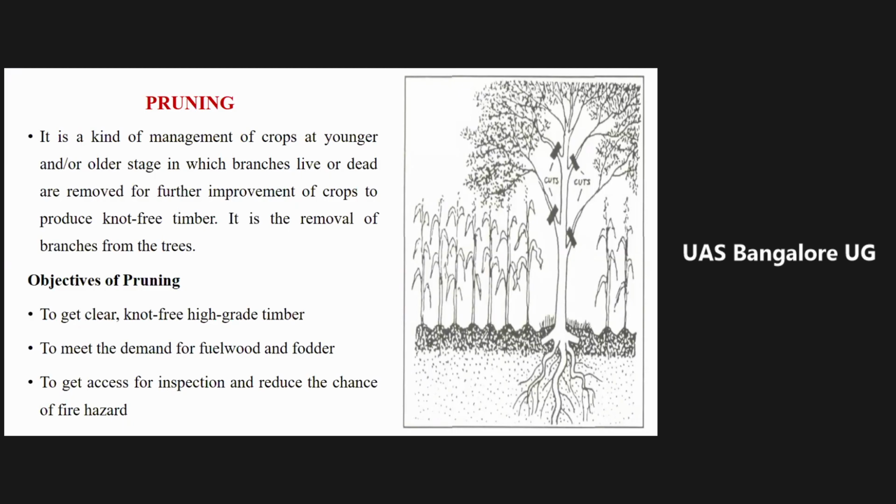The main objectives of pruning are to get clear, knot free, high grade timber, and also to meet the demand for fuel wood and fodder. Once we prune the tree, it will provide fuel wood and also fodder for the livestock. The third objective is to get access for inspection. It also reduces the chance of fire hazards in the plantation or in forest crops.